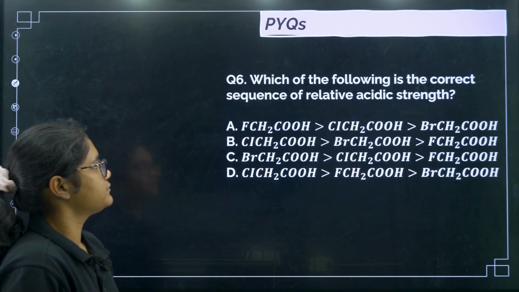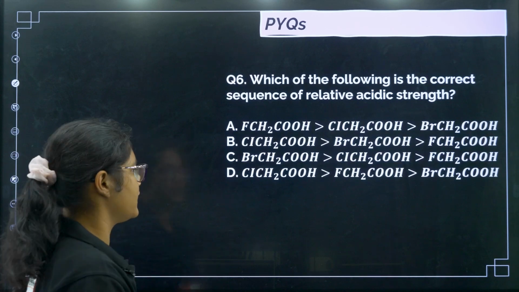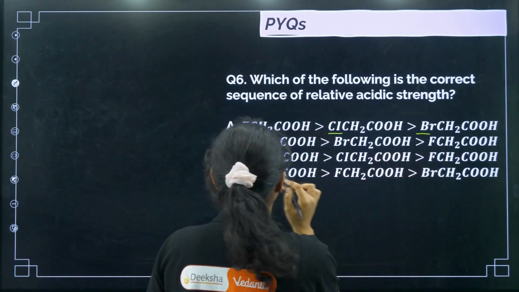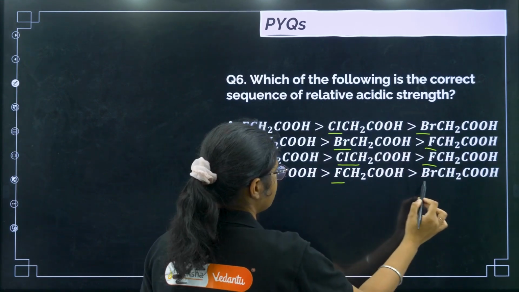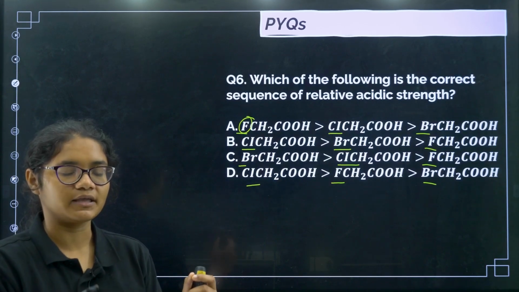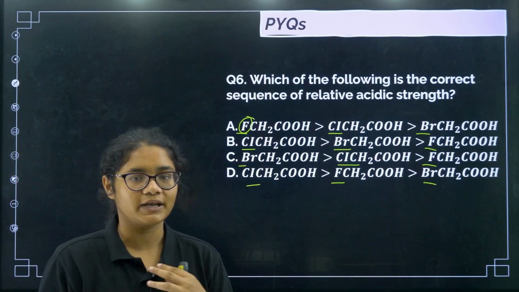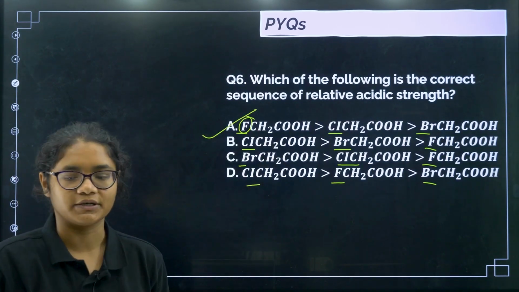Next, which of the following is the correct sequence of relative acidic strength? Again, for acidic strength you see here we have fluorine, chlorine, bromine in different orders. All of you know fluorine is highly electronegative, so it will have greater electron withdrawing power and it can stabilize the conjugate base better, right? So the correct answer for this question will be option A.